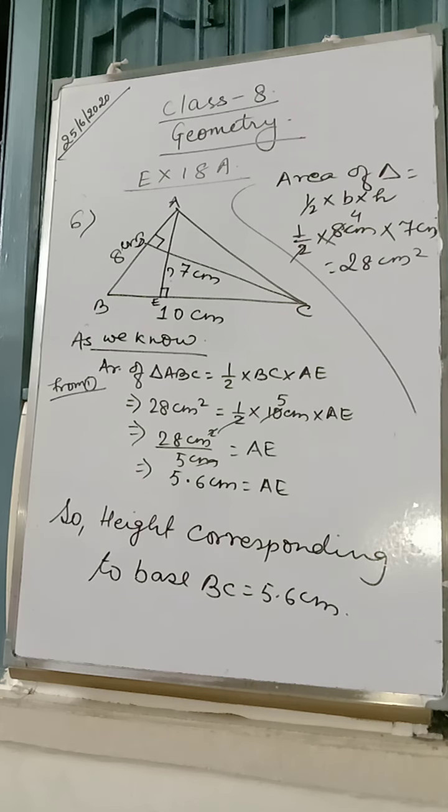Question number 7, it says, the base and height of a triangle are in the ratio of 7:2. If the area of triangle is 567 centimeters square, find its base and height. Now how to get it?